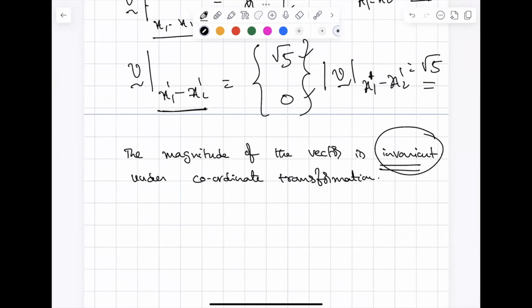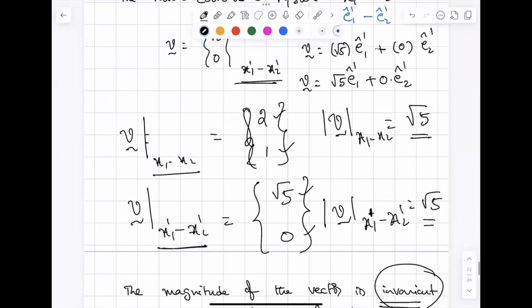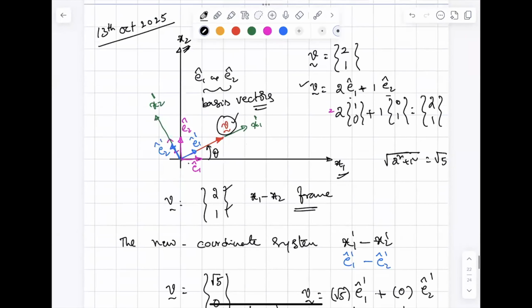Sir, that new coordinates, I'm not able to grasp it, sir. Why are we going with x1 dash, x2 dash? No, I have chosen another coordinate system which is going along x1 dash, x2 dash. If I choose a different coordinate system, because that is easier, I have chosen that. Instead of that, I could have chosen something else.